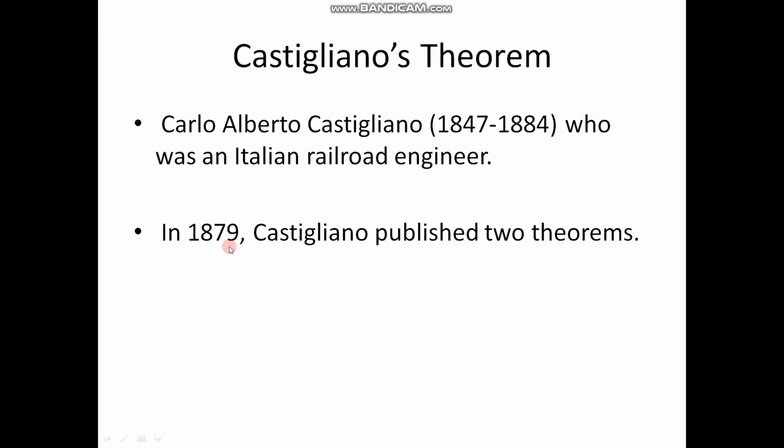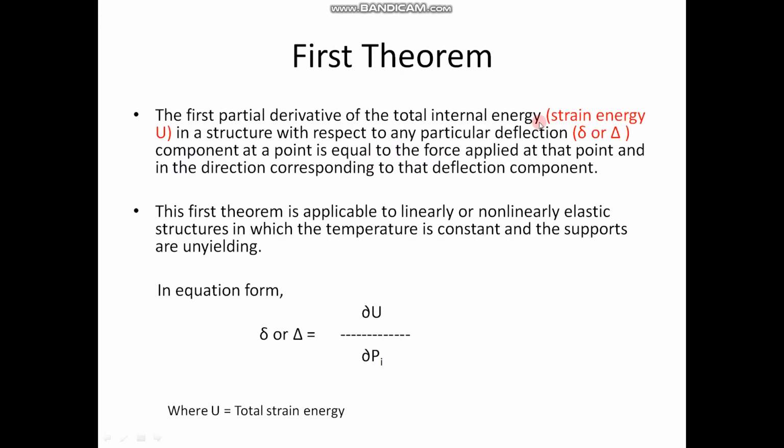In 1879, Carlo Alberto Castigliano published two theorems, and the two theorems are as follows. The first theorem of Castigliano states that the first partial derivative of the total internal energy, that is the strain energy in a structure, with respect to any particular deflection component at a point is equal to the force applied at that point and in the direction corresponding to that deflection component.